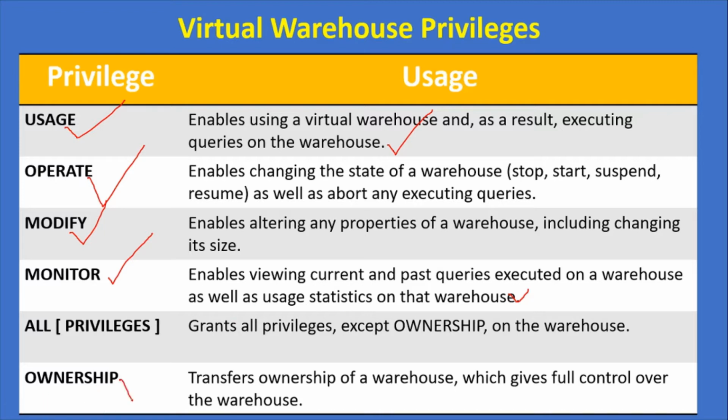The final one, ownership, transfers ownership of a warehouse, which gives full control over the warehouse. For example, if you create a warehouse using sysadmin and after that you want to transfer this ownership to another role, instead of giving all the privileges one by one, you can use ownership so that hereafter the new role will have full control on that warehouse.